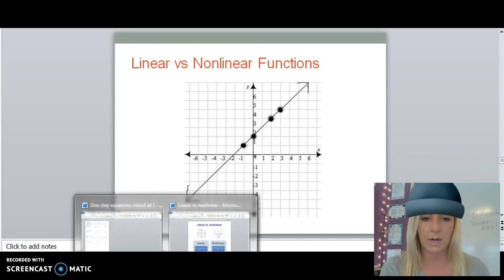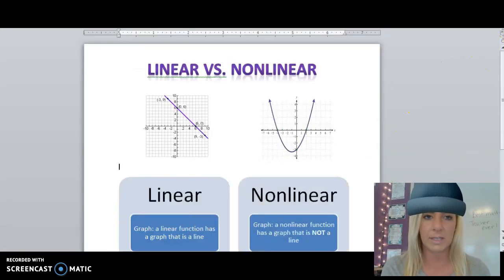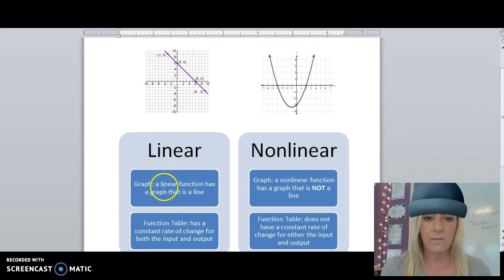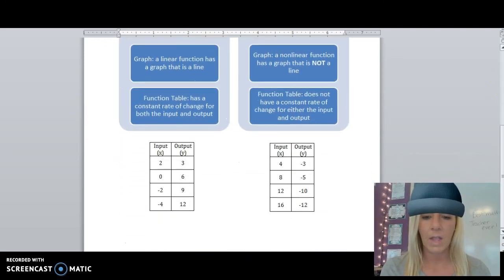Okay, open up to your graphic organizer on linear versus nonlinear. Again, I have a representation in a visual form as well as a description of each. A graph is a linear function if it forms a line. A graph is a nonlinear function if the graph is not a line. So this is a line. This is not a line. Again, this is what we call a parabola. And you can also tell by a function table. A function table has a constant rate of change for both the input and the output.